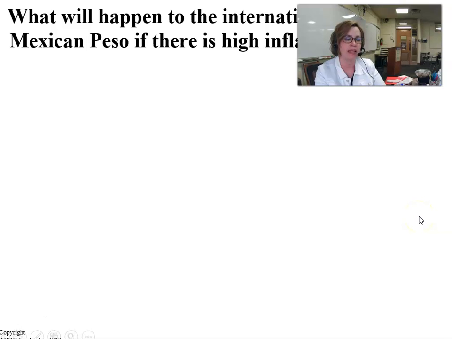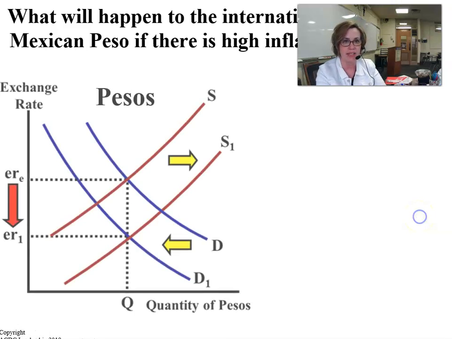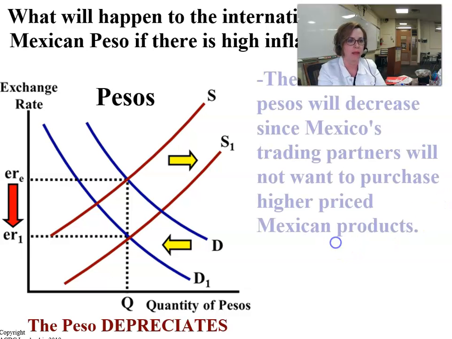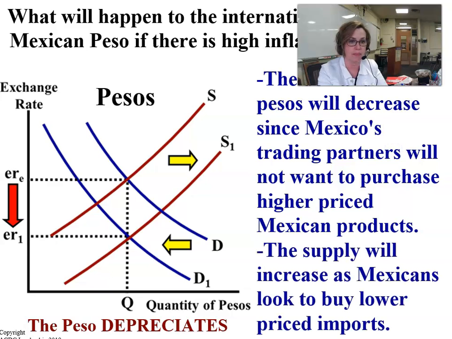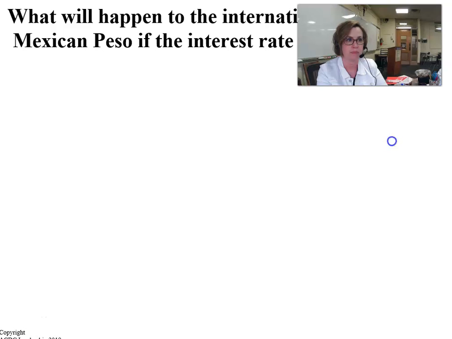What will happen to the international value of the Mexican peso if there's high inflation in Mexico? The demand for pesos is going to decrease since Mexico's trading partners are not going to want to buy the higher priced Mexican product. So pesos are going to depreciate. The supply is going to increase as Mexicans look to buy lower priced imports.